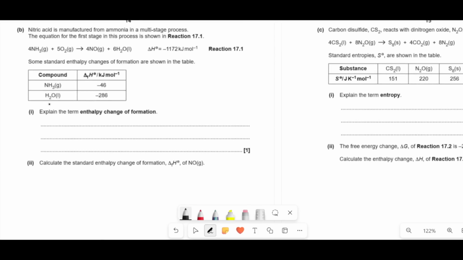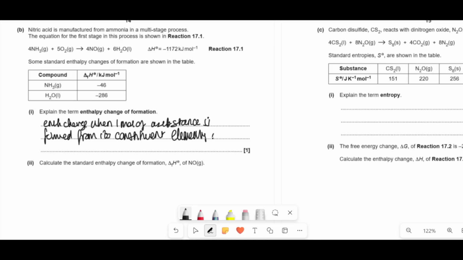So now it says nitric acid is made from ammonia in a multi-step process. And the equation for this first stage is in this equation there. It says some standard enthalpy changes of formation are in this table. Explain the enthalpy change of formation. So it's the enthalpy change when 1 mole of a substance is formed from its constituent elements in the standard states.